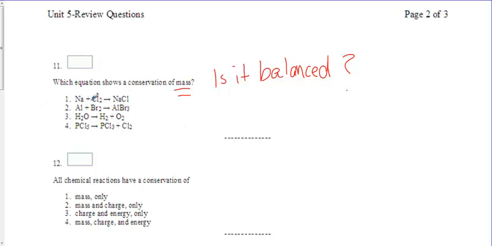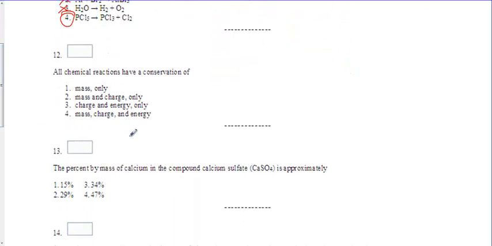1 sodium, 2 chlorides, that's out. 1 aluminum, 1 here, 2 here, 3 here of the bromine, so that's out, it's not balanced. Then we have 2 hydrogens here, 2 hydrogens here, but I only have 1 on the left and 2 on the right, so that is out. 4 better be the right answer. Let's look. 1 phosphorus on the left, 1 phosphorus on the right, 5 on the left chlorine, and then a total of 5 chlorine on the right. Our answer is 4.